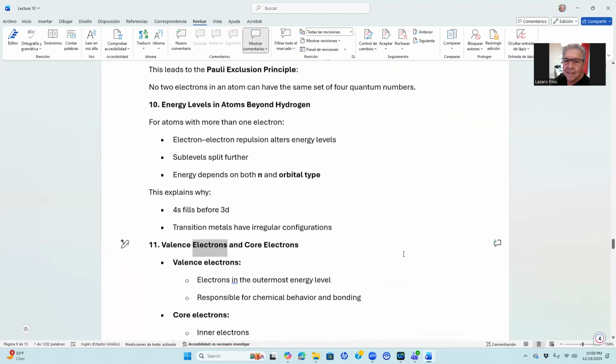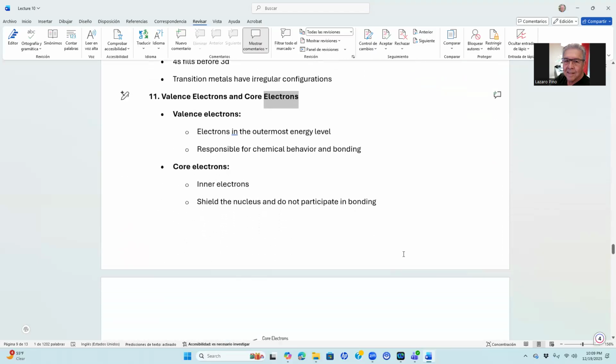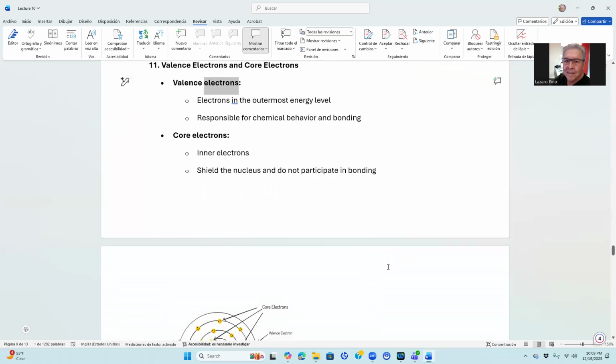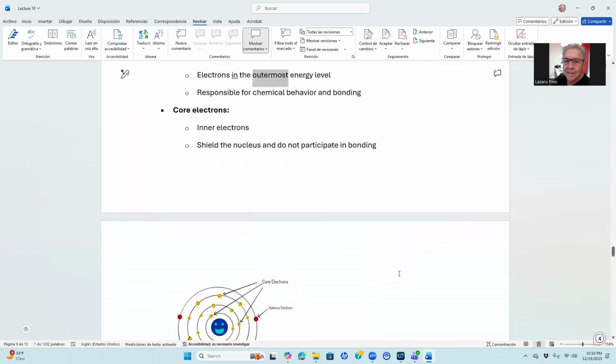Valence electrons and core electrons. Valence electrons: electrons in the outermost energy level, responsible for chemical behavior and bonding. Core electrons: inner electrons that shield the nucleus and do not participate in bonding.